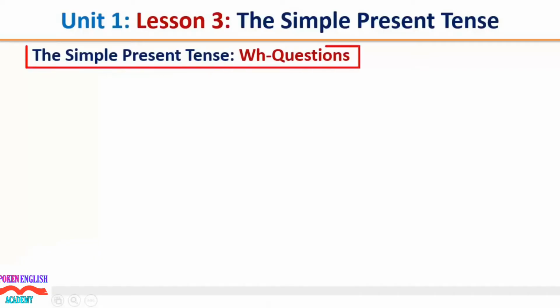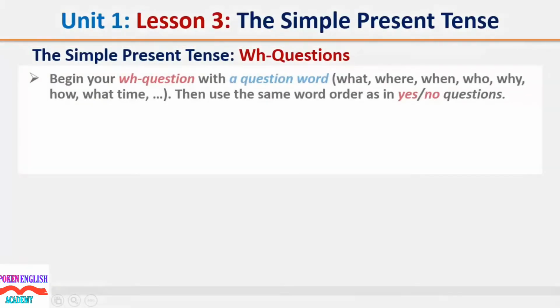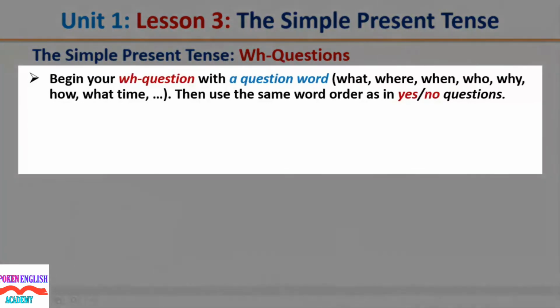The simple present tense WH questions. Begin your WH question with a question word. So in WH questions, we start the question with a question word. For example, what, where, when, who, why, how, what time, etc. Then use the same word order as in yes no questions. The same word order.